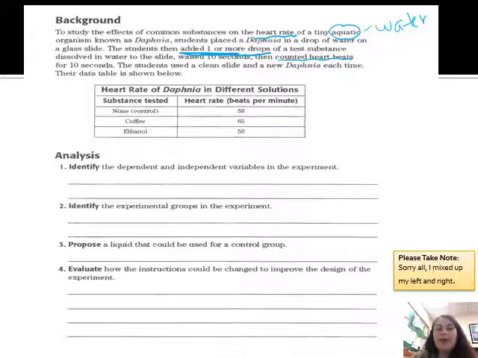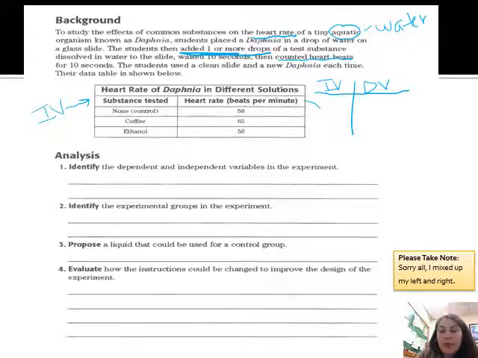First thing we have to remember is whenever we make a data table, the data table will always have a title, and then you will always put your independent variable on the right side of the data table and your dependent variable on the left side of the table. Knowing this trick, it's going to help us identify these variables if we couldn't figure it out from the reading. So according to my key, the independent variable should be the test substance, and the dependent variable should be the hearts per minute.